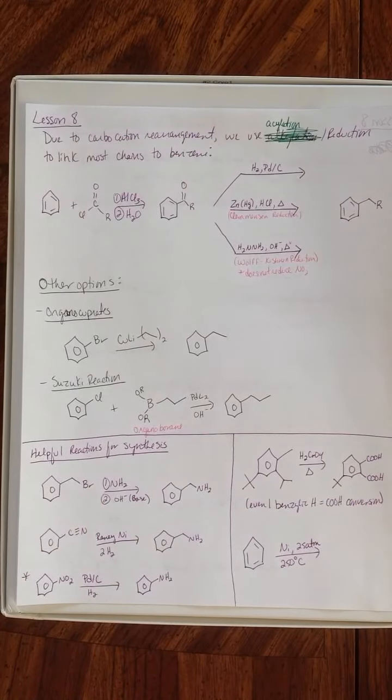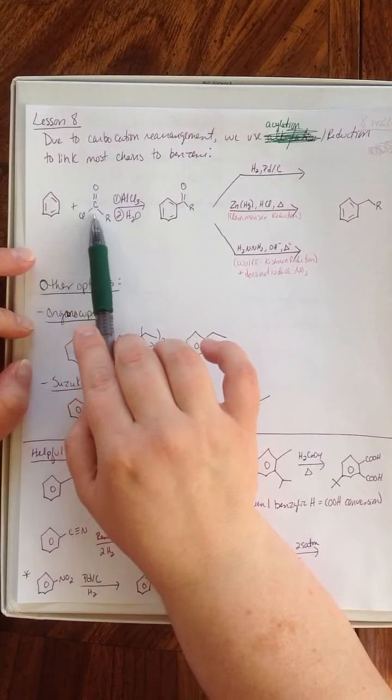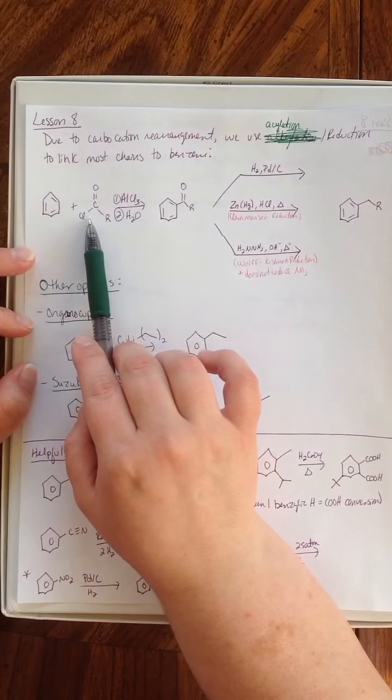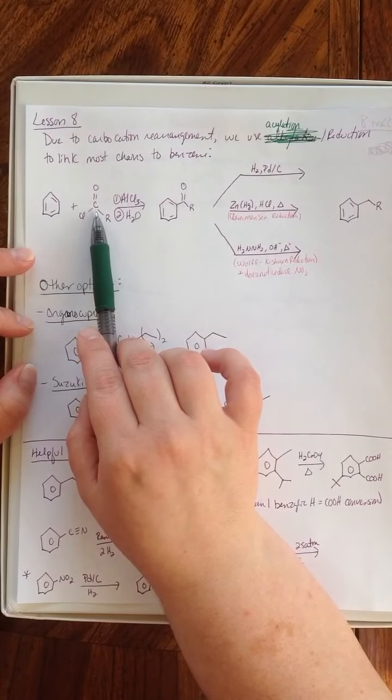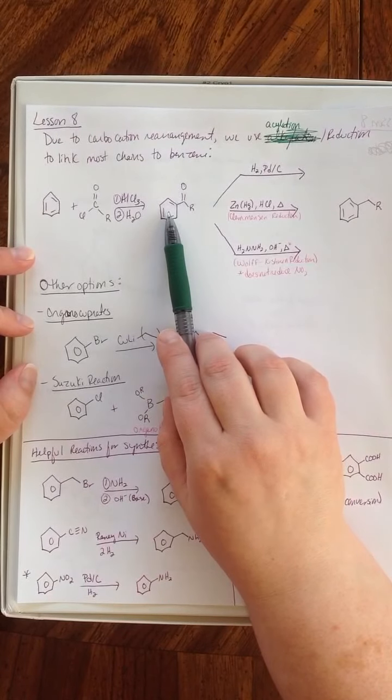As we discussed in Lesson 7, there can be lots of carbocation rearrangements that occur when you use an alkylation reaction with benzene. Therefore, most commonly what we use instead is an acylation reduction to link most chains to benzene. And what that means is that the first thing that you would use is an acyl chloride or anhydride, so that you have a C=O bond here, because that does not allow a carbocation to form right there, nor rearrangement to occur. So once you have that positive charge here as the electrophile, it will react, and that's the carbon that will attach to the benzene.